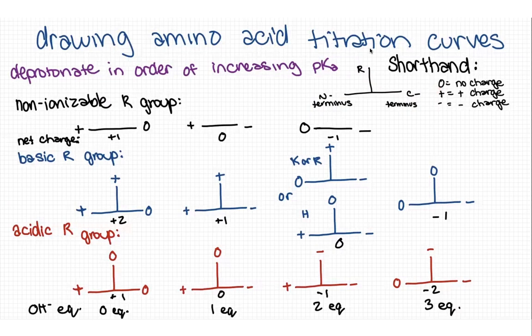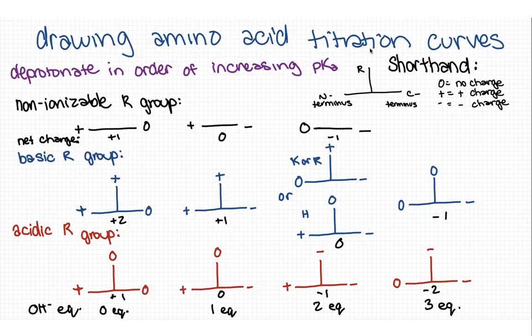So don't be thinking, okay, this is O, so that means you have a negative charge, or your O is deprotonated. That's not what this means. Right here, we're talking about this 0 as not an O. So 0 is no charge. If we have a plus sign, that indicates a plus charge, and a minus sign is going to indicate a negative charge. We can draw things like this in 3 different sorts of scenarios, where we have a non-ionizable R group.